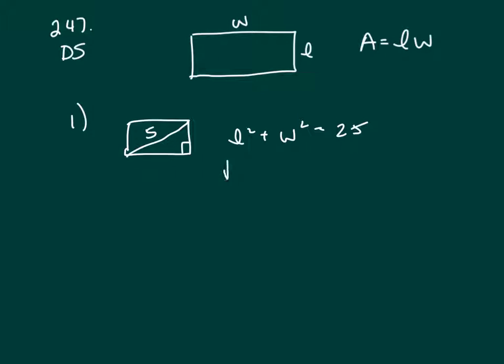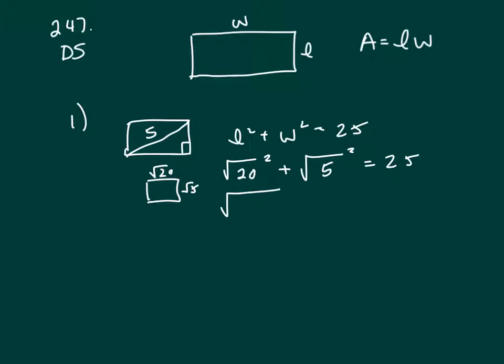For example, what if I let square root of 20 be the length? Square that, plus, let the width be square root of 5, and sure enough, that gives you 25. But if you had a rectangle where that's square root of 20 and that's square root of 5, your area would be square root of 100.